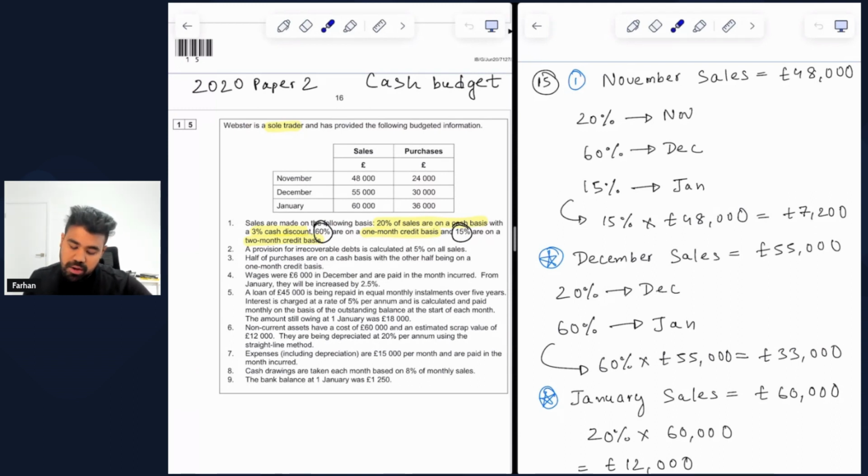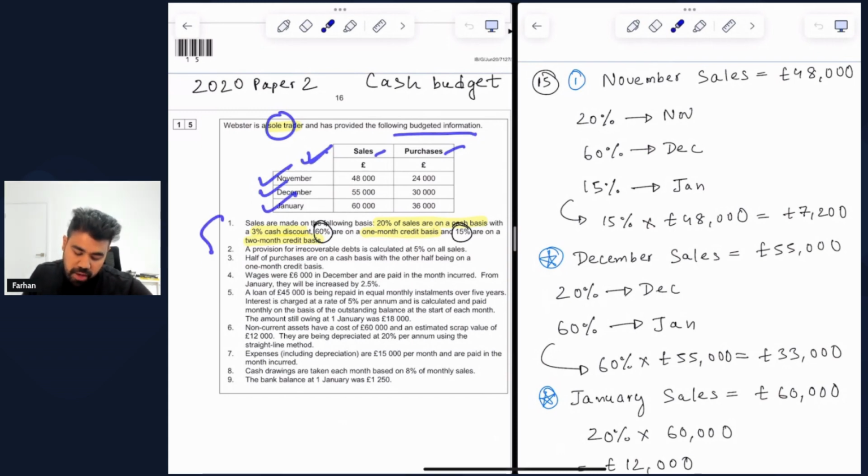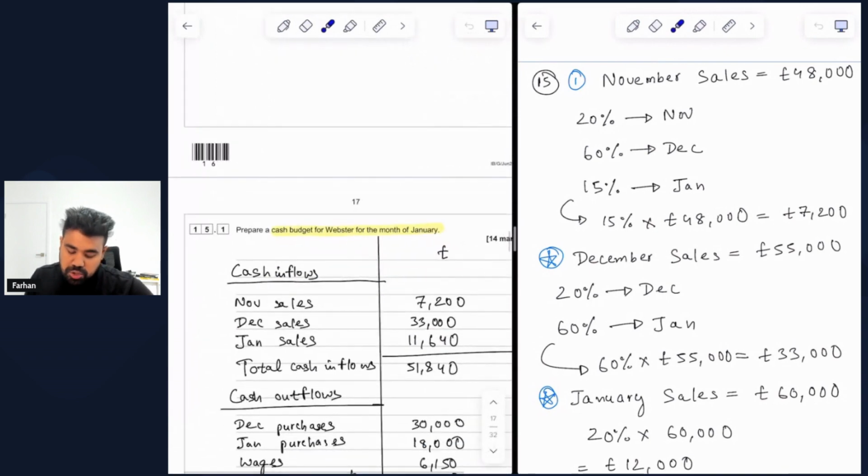Webstar is a sole trader and has provided the following budgeted information. Within this table, we're given the amount for sales and purchases for 3 months, November, December, and January. We're also given a set of extra information that we need to include in our workings before we prepare the cash budget. The requirement for this question is to prepare the cash budget for the month of January. So we will be mainly interested in the cash inflows and the cash outflows that are relevant to January.